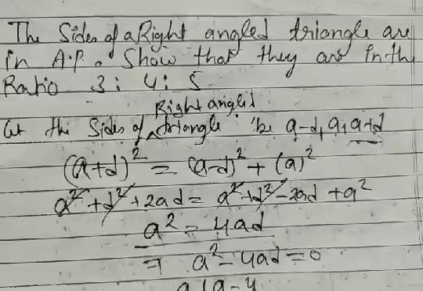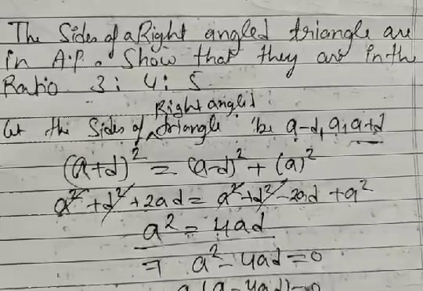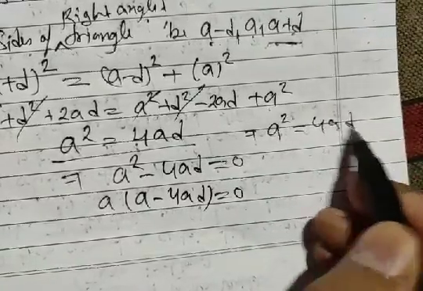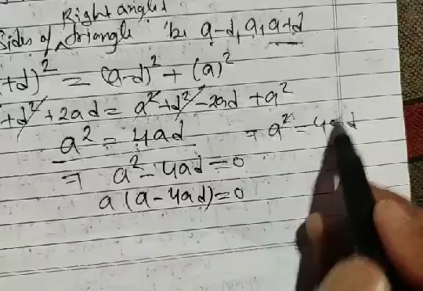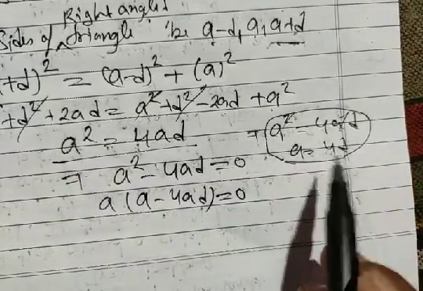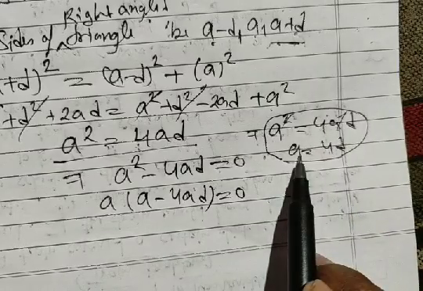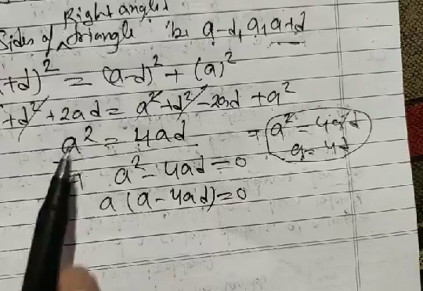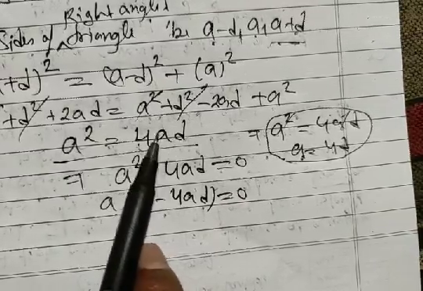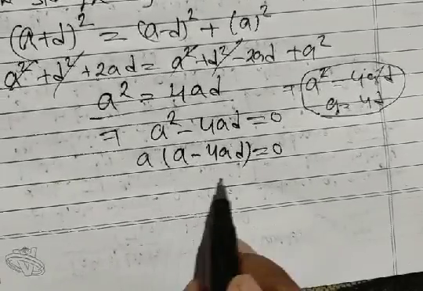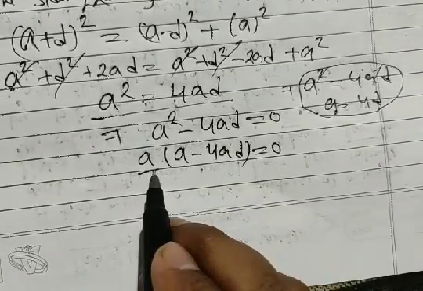Taking a common there, a into a minus 4d. All of you are thinking why I am not just solving a square is equal to 4ad by cancelling out a, giving a is equal to 4d. But mathematically that is not a correct way, because here we get a quadratic equation, as I have already explained, and we have to consider both roots. Then we use our fundamental mathematics.